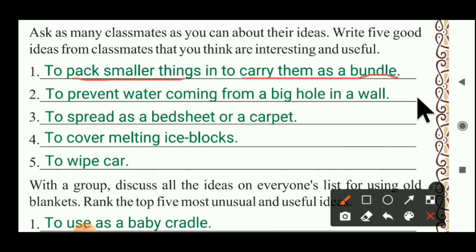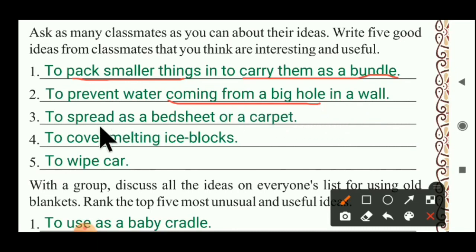Now the second idea I write here: to prevent water coming from a big hole in a wall. Think about that. He is staying in an old home and there is one hole in his wall. So he used the blanket to prevent water coming inside. He kept that blanket over that hole. Can you understand? Second idea, an unusual idea.